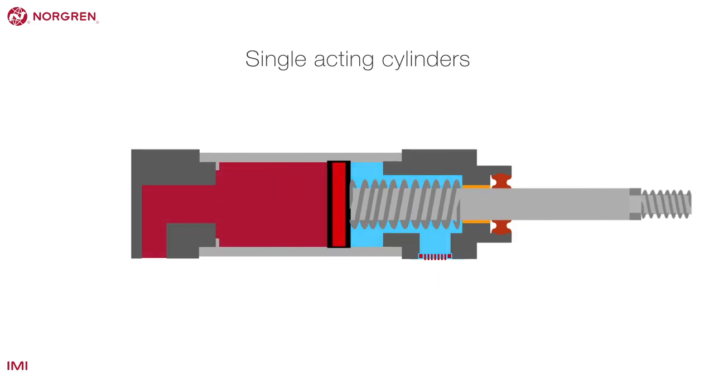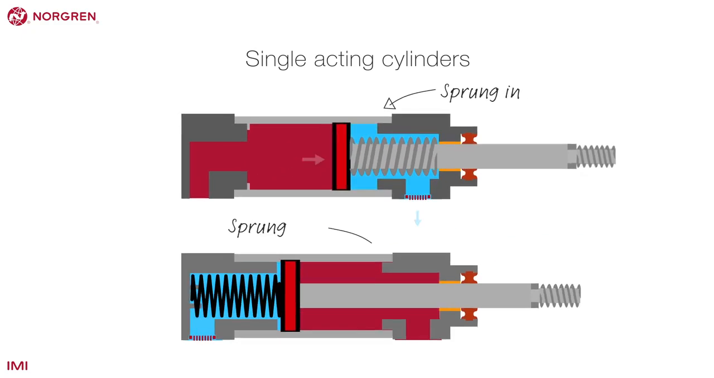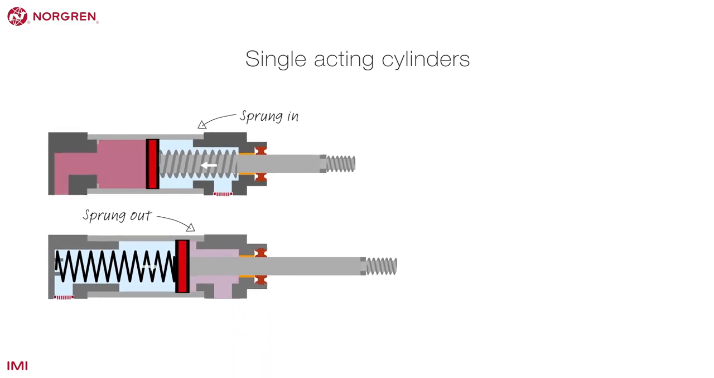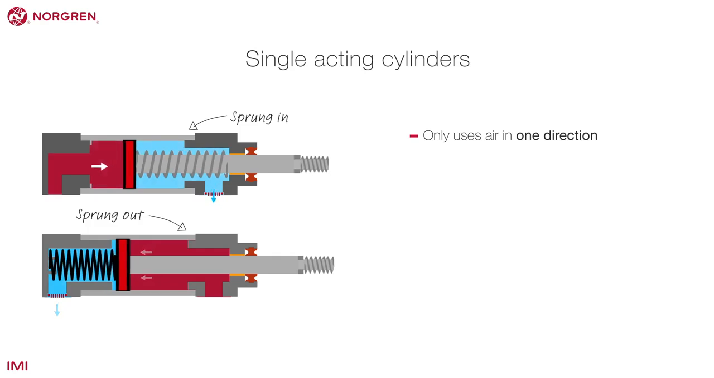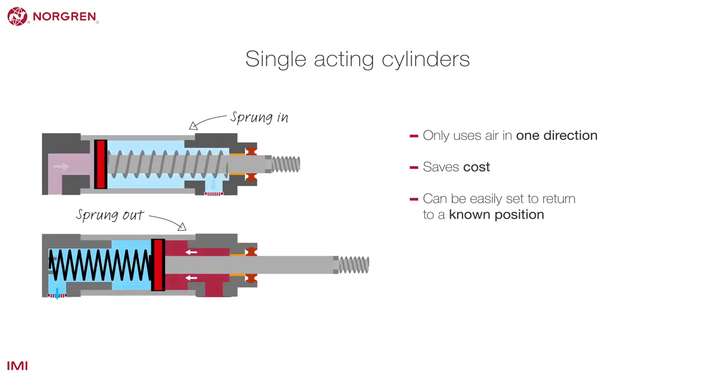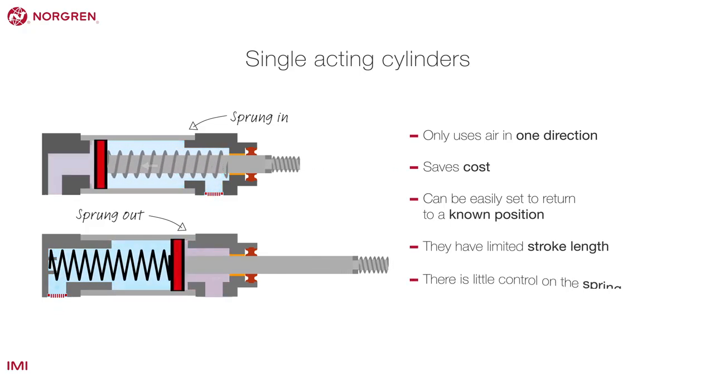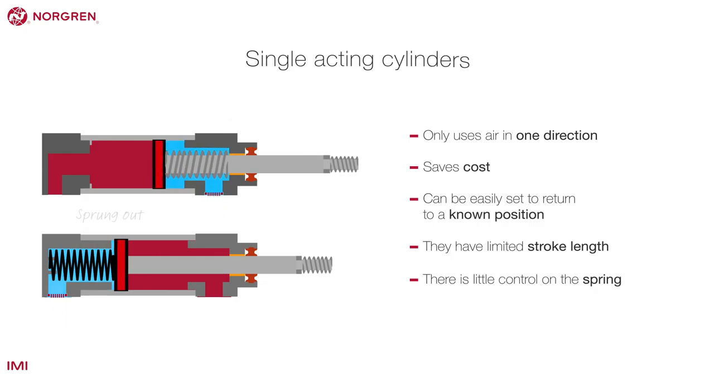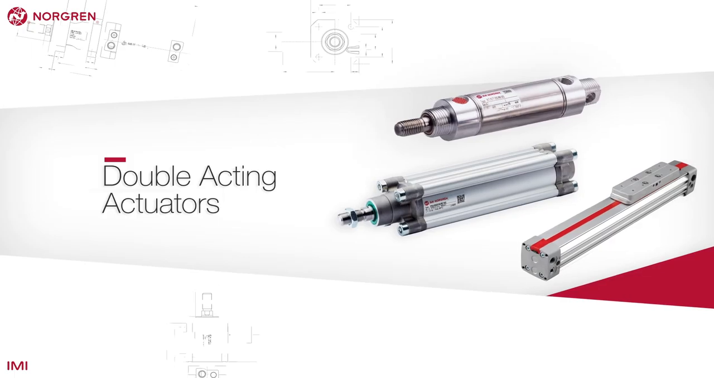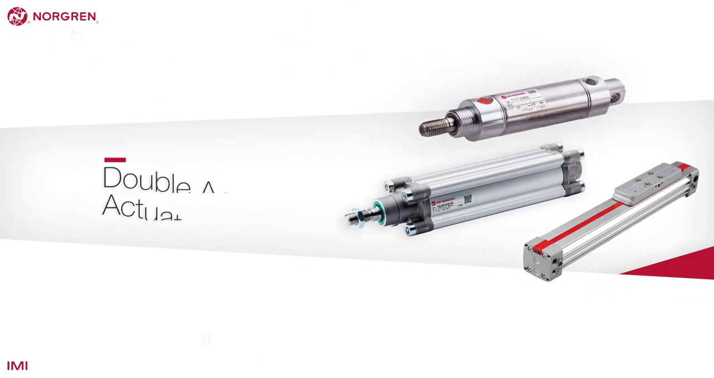Single-acting cylinders have a power stroke in one direction only, either sprung in or sprung out. The simple design only uses air in one direction, saving cost, and can be easily set to return to a known position. However, they do have limited stroke length, and there is little control on the spring. Double-acting cylinders replace the spring with air, meaning more control in both directions and the option of longer stroke lengths.